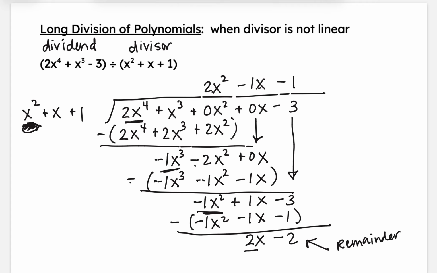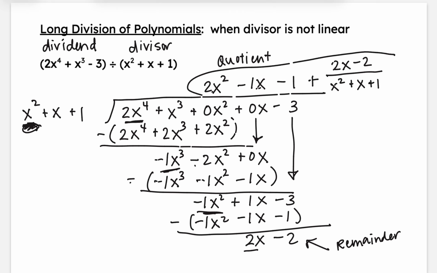And how we write our answer is we have our quotient up here. So this is our quotient. And we're going to put plus after the quotient. We're going to put our remainder, 2x minus 2, over our divisor, x squared plus x plus 1. So this whole thing is my answer.